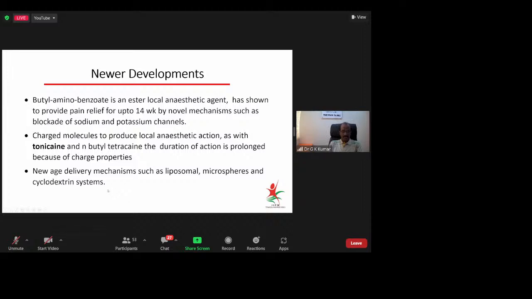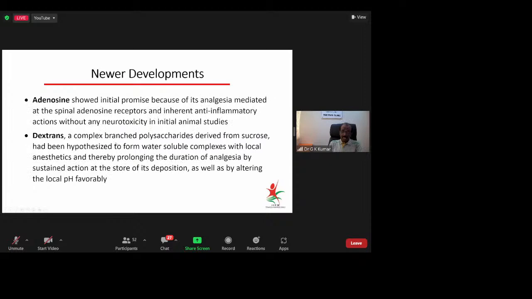It may come in the future because of drug delivery mechanisms such as liposomes and microspheres. Liposomal delivery has almost come up with other drugs for other therapeutic research, but still we are looking for analgesic local anesthetics as well as opioids based on liposomal drug delivery systems.